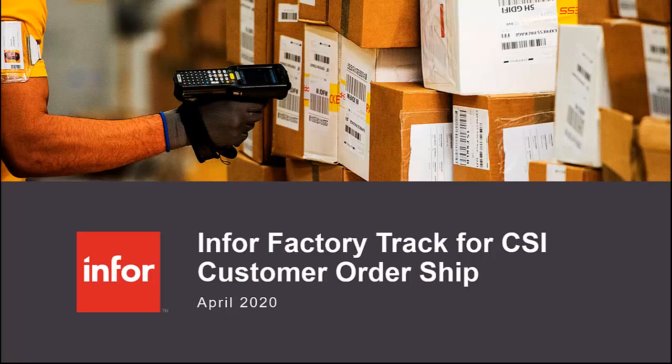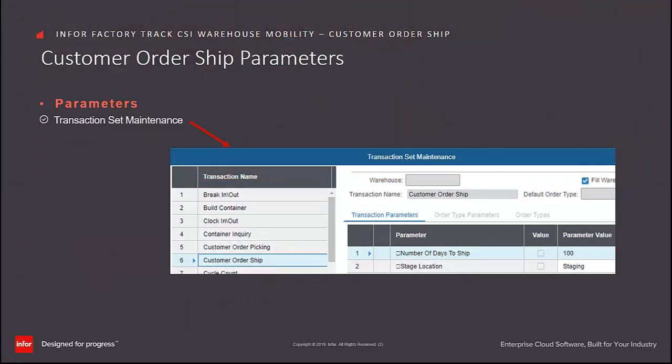Info Factory Track for CSI, Customer Order Ship. Factory Track has several customer order ship parameters to control the validations, display fields, and processing options that are permitted as part of the customer order ship process. These are defined on the transaction set maintenance form for the customer order ship transaction.